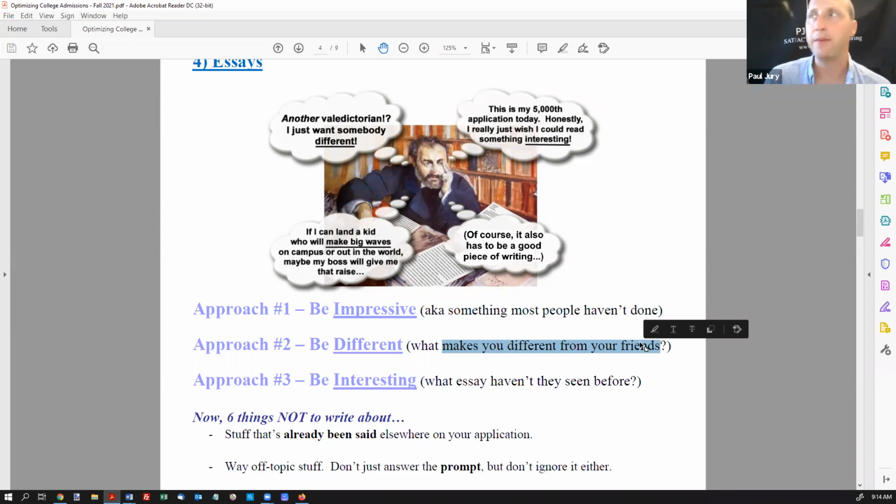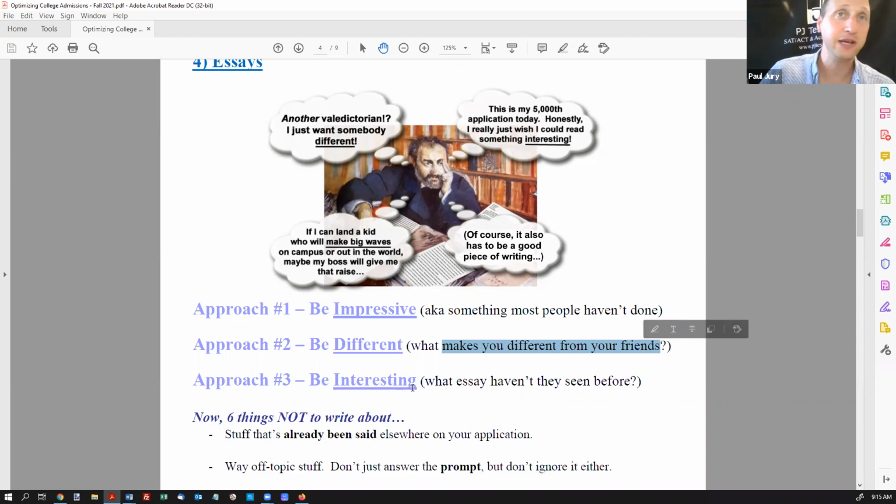So think about what makes you different from your friends, what not everybody around you can say, and then try to think about what that's taught you about life, about yourself, about maybe your career. Sometimes people find a weird way to connect what's different about them to what they want to do for a living and so forth. And so that's another approach you can take.